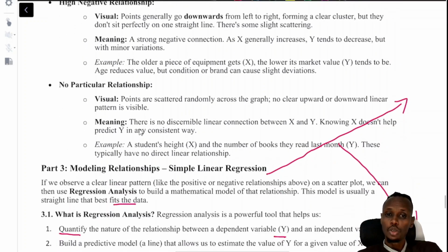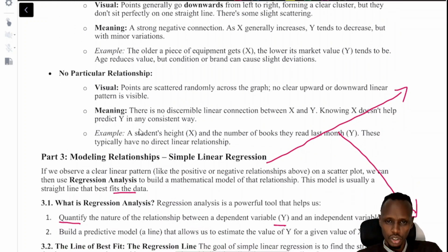And the last one is no particular relationship. There is no discernible linear connection between X and Y. Knowing X doesn't help predict Y. For example, student height and the number of books someone reads, or student age and IQ. There are so many things which can't be related. So there's no particular relationship.